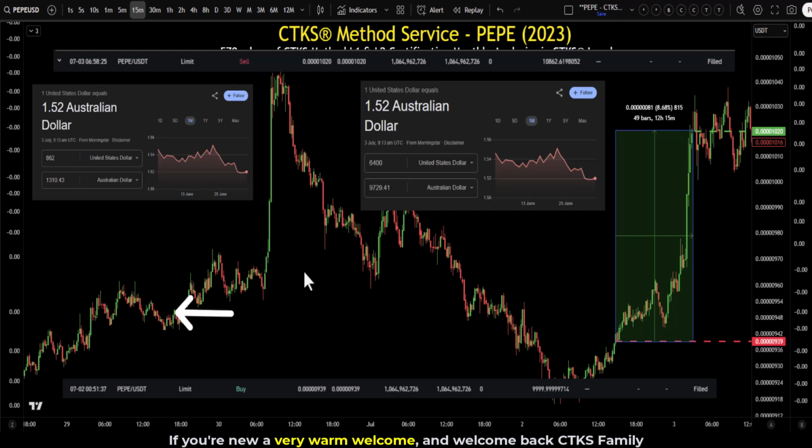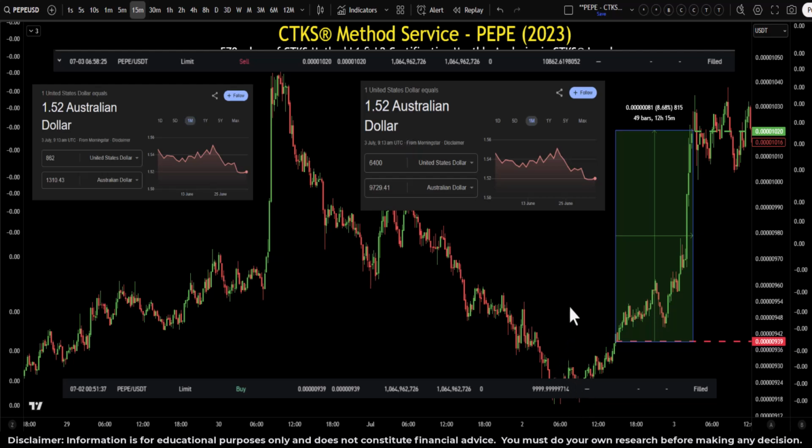I bought around here and sold around here, got stopped out around here for Pepe. This is a Pepe chart. That actually made me around 9,729 Aussie dollars and 6,400 US. Also, I bought down here and sold up here for Pepe, doing an 8.68%. That yielded about 1,300. This just gives you a bit of an understanding. This occurred in less than 24 hours and this occurred in about half a day.